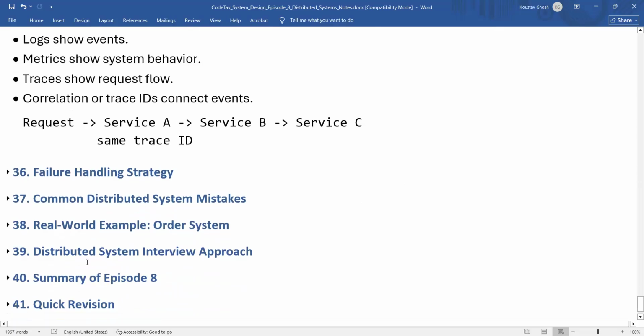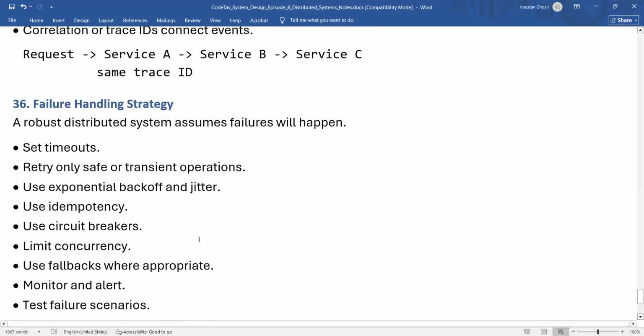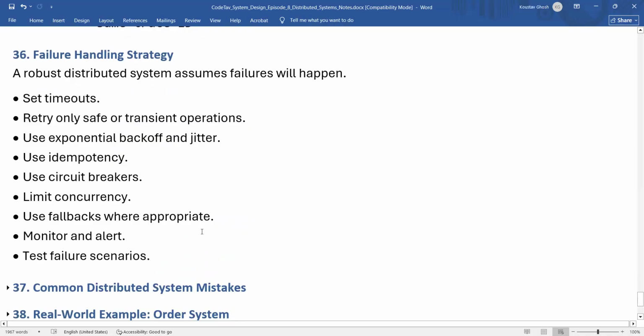Next is failure handling strategy. When designing a distributed system, we should assume failures will happen. We should think about timeouts: don't wait forever. We have to think about retries: retry temporary failures carefully. Also, we need to think about backoff: don't retry continuously.